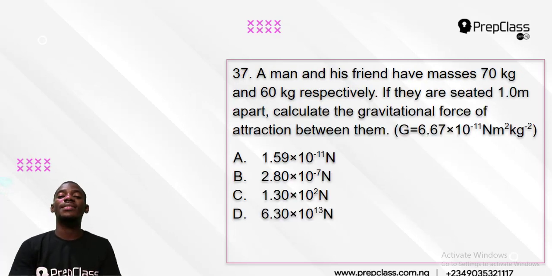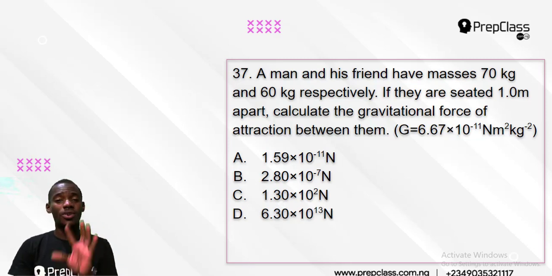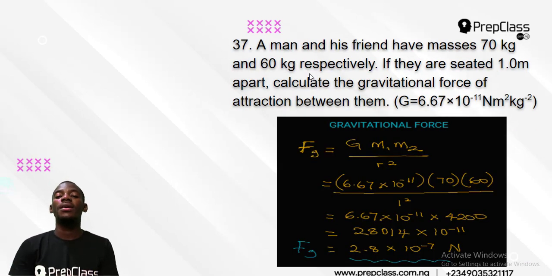Now let's check out number 37. A man and his friend have mass 70 kilograms and 60 kilograms respectively. If they were seated 1 meter apart, calculate the gravitational force of attraction between them. Now when you hear the word gravitational force of attraction, does any formula come to mind? That is called Newton's law of universal gravitation, and that applies to this formula.